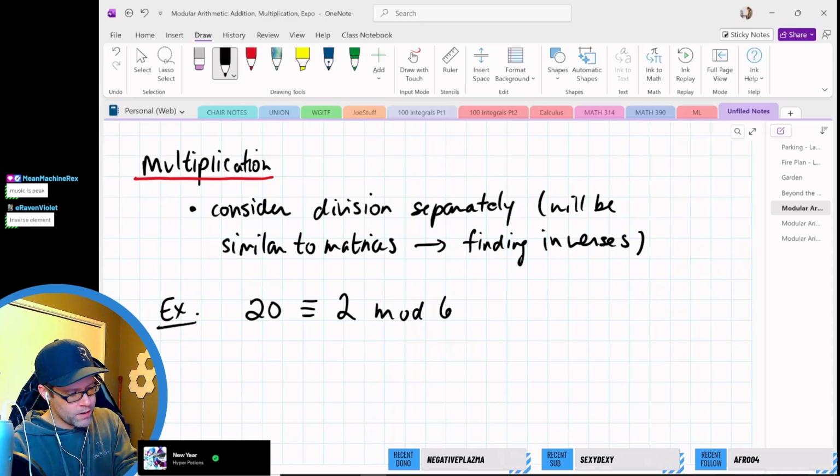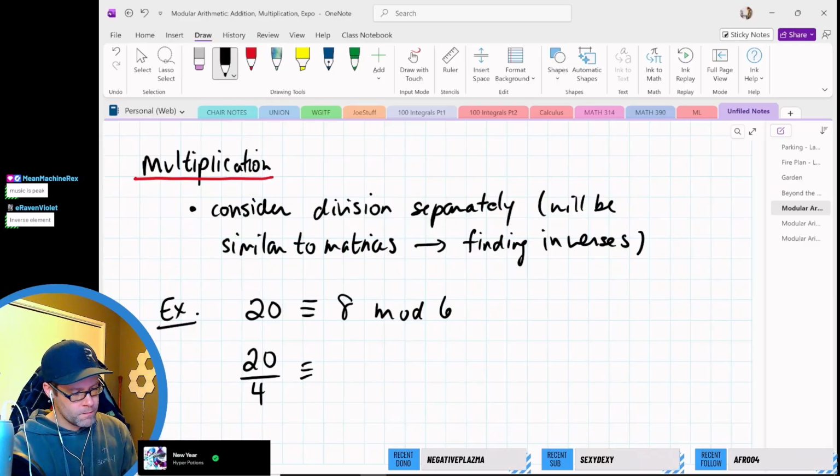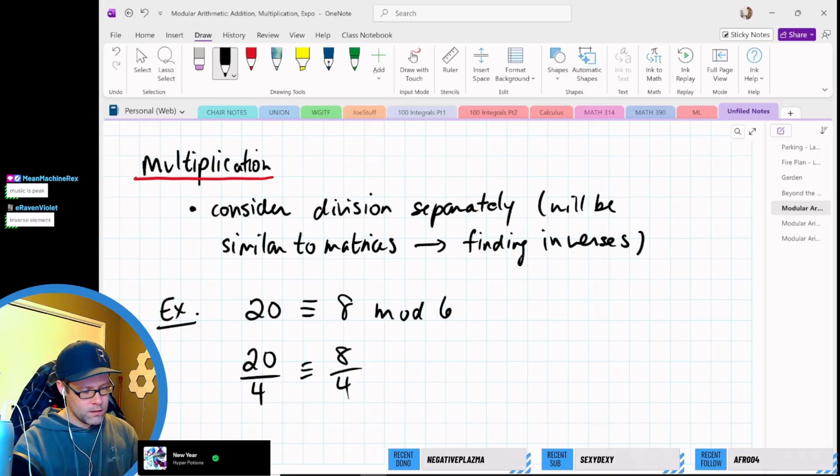Now, what happens if we divide by 4? Just for funsies. Oh, interesting. Let's not make this 2. Let's make this 8, so I can add 6 to this. And it should be fine, right? So 20 should still be congruent to 8 mod 6. I guess this example was kind of showing my students what could go wrong when we try to divide recklessly.